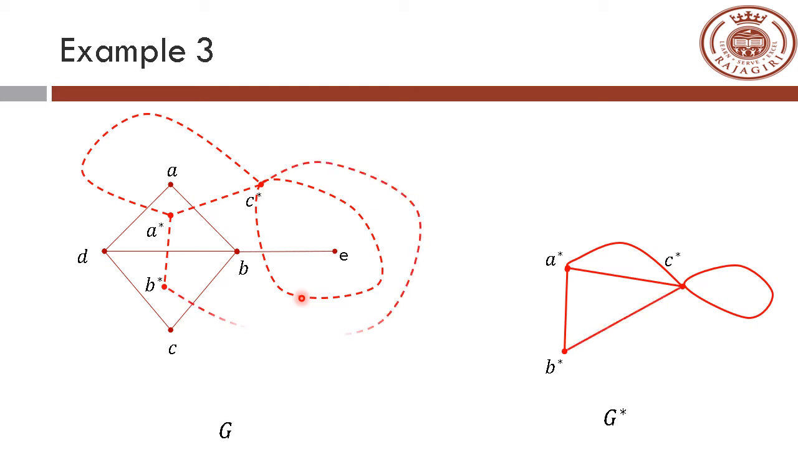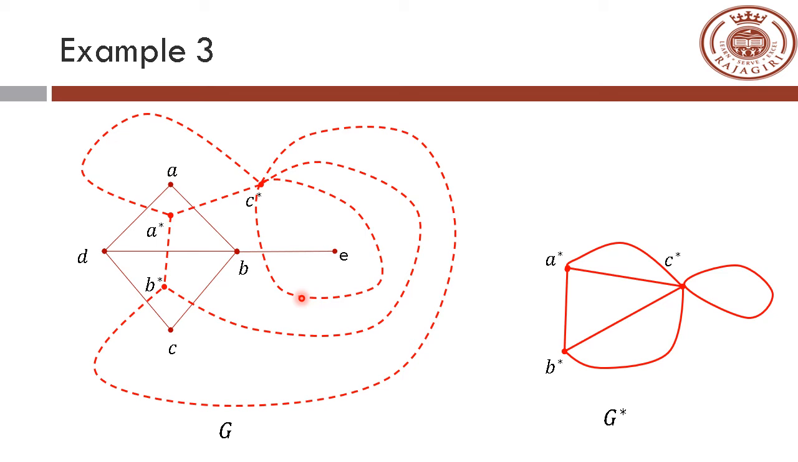Now we join C star and B star by crossing the edge joining the vertices B and C of the planar graph. And the last one, join C star and D star.